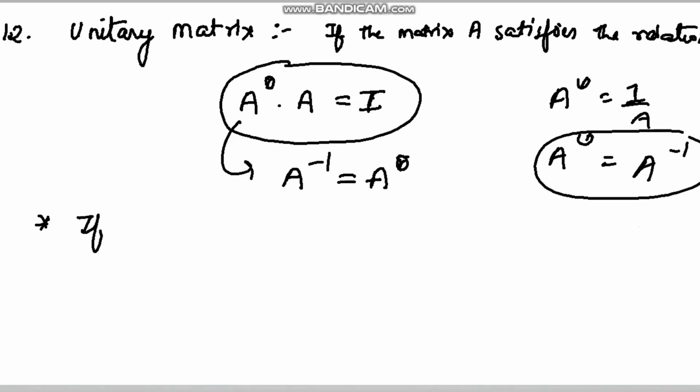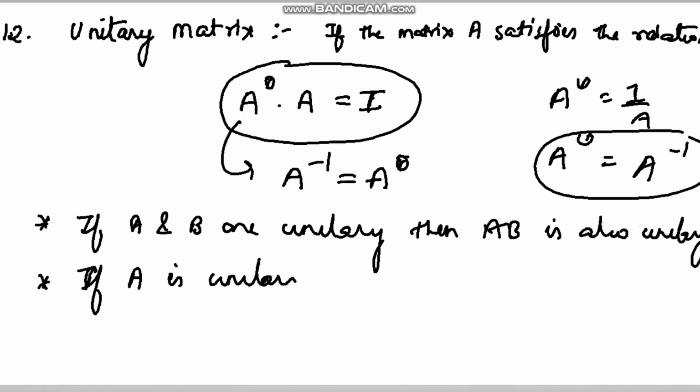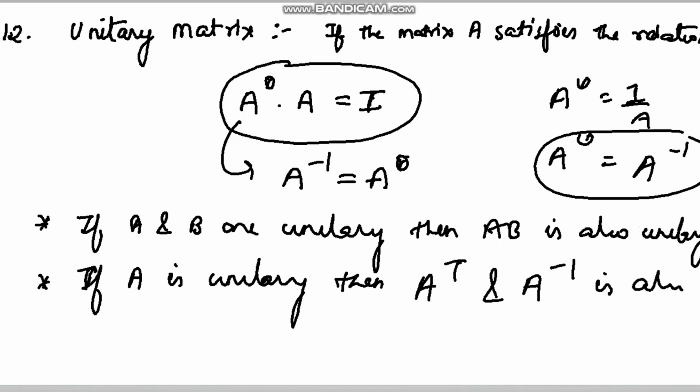Take some notes. If A and B are unitary, then AB is also unitary. Okay, if A is unitary, then A transpose and A inverse are also unitary matrices.